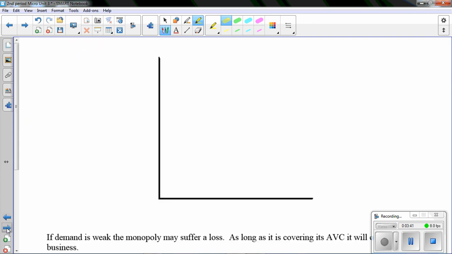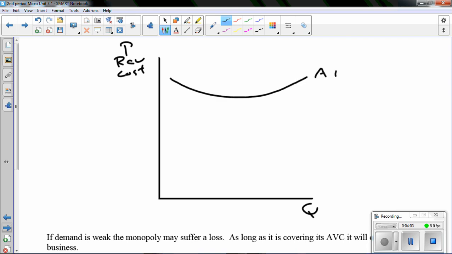All right, moving on. Monopolies can suffer losses. So what we want to do is draw a monopoly earning a loss. This one's a little bit harder to draw. It takes a little bit more practice. So when you draw this, go ahead and draw a really fat average total cost curve. You want to make it a wide average total cost curve.